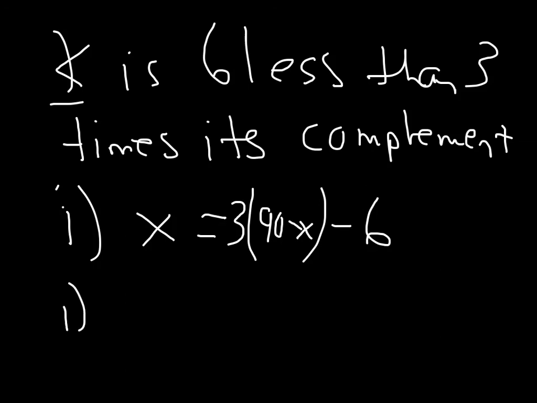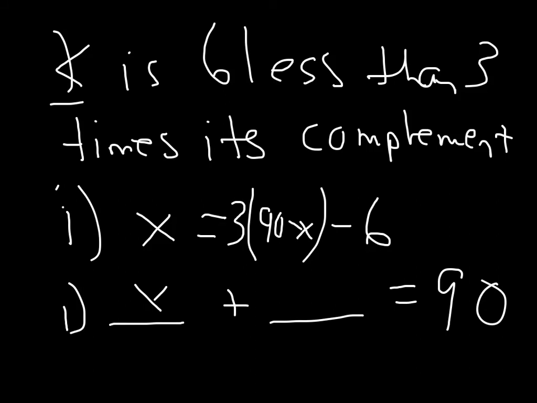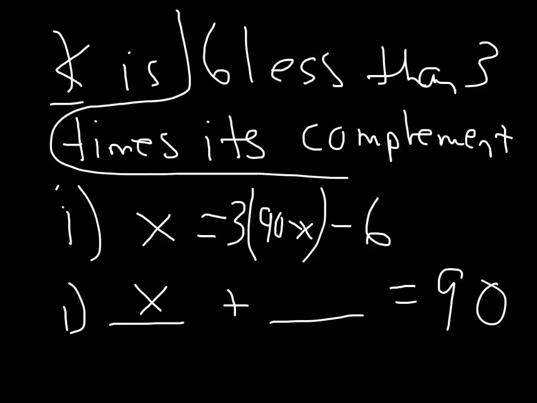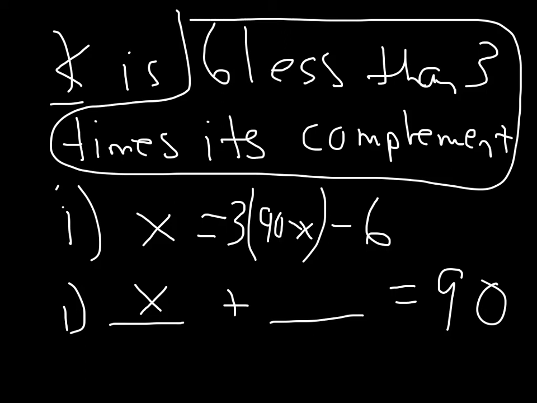An alternative way to do that is, well, complementary angles are two angles that add to be 90. So one angle is x. Well, think of the other part. All of this is really just describing the other angle. So what do you mean about the other angle? It's 6 less than 3 times the first angle. So we do that. It's 6 less than 3 times the first angle.